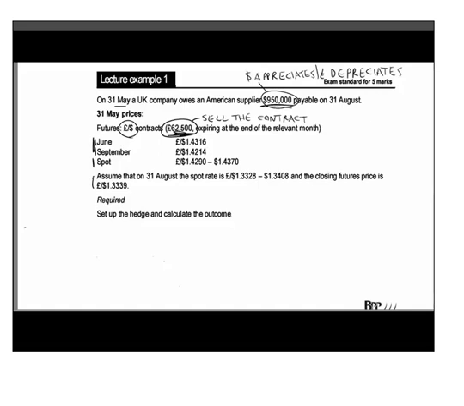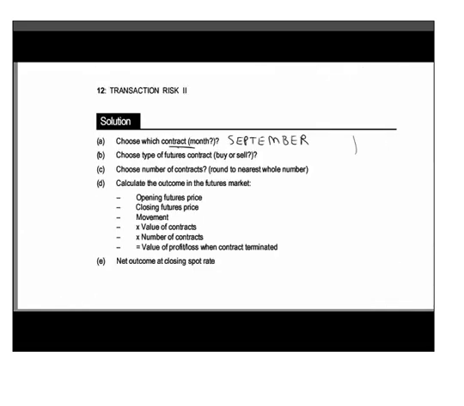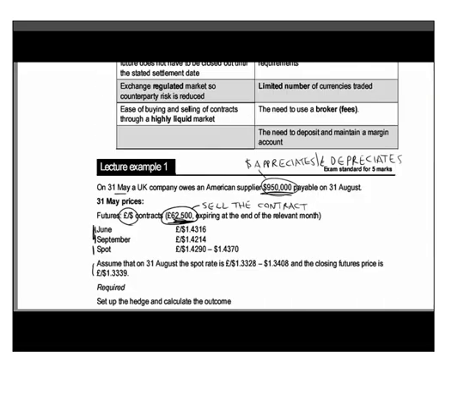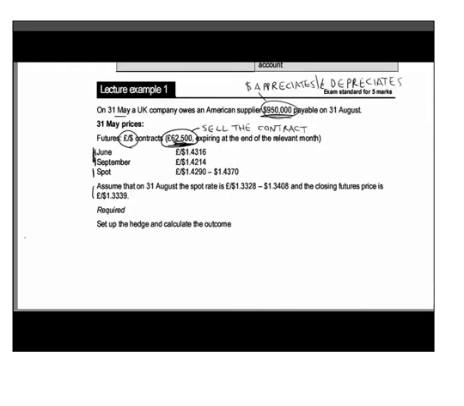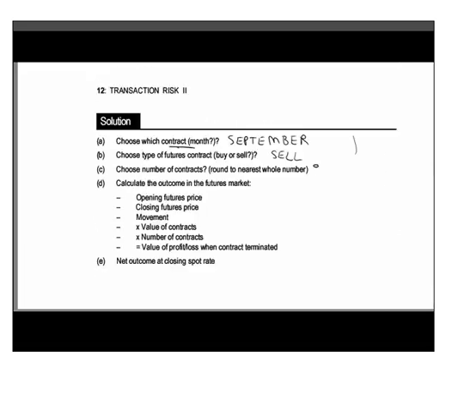How many contracts do we want to sell? Well, we want to sell enough to more or less offset our exposure of $950,000. To convert that $950,000 into sterling, we're going to use the futures rate, because that's the rate we are committing to sell at. So we're going to divide our $950,000 by 1.4214 to convert it into sterling. That gives us £668,355.